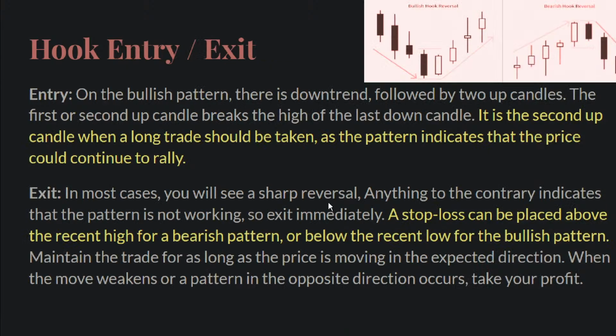Basic patterns, and on the bullish pattern, there's a downtrend. So we're coming from a downtrend, and it's followed by two up candles. The first and second candles break the high of the last down candle. It is the second up candle where the long trade should be taken, and then a continuation should be expected. Especially if you are measuring it based on your other tools, I think that is definitely going to give you some added probability. And we definitely want to take a look at that there.